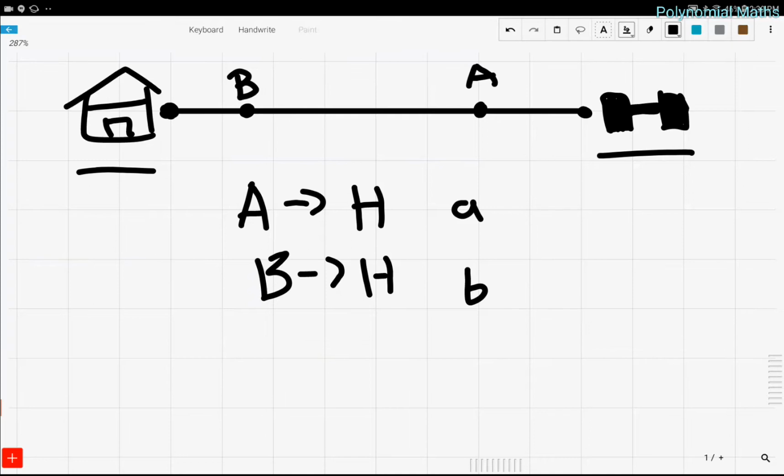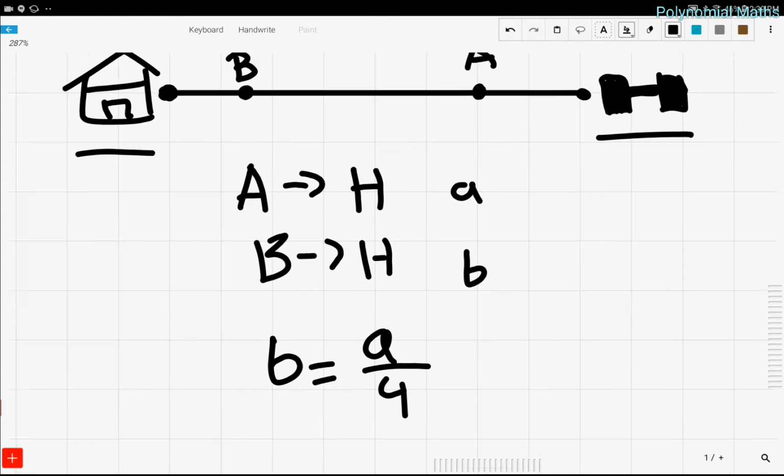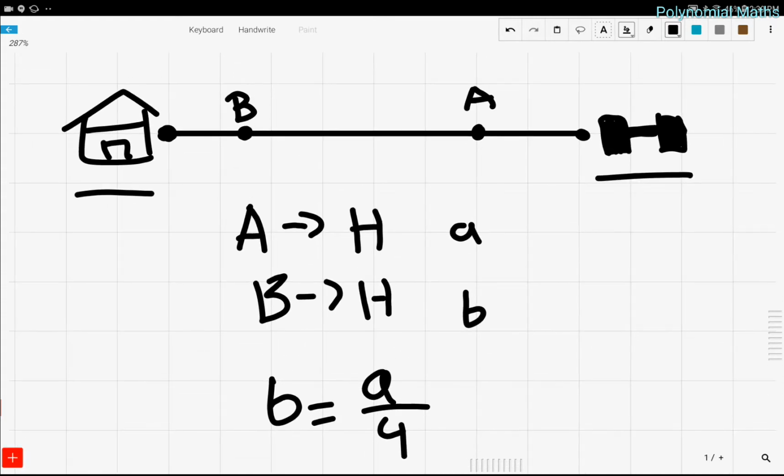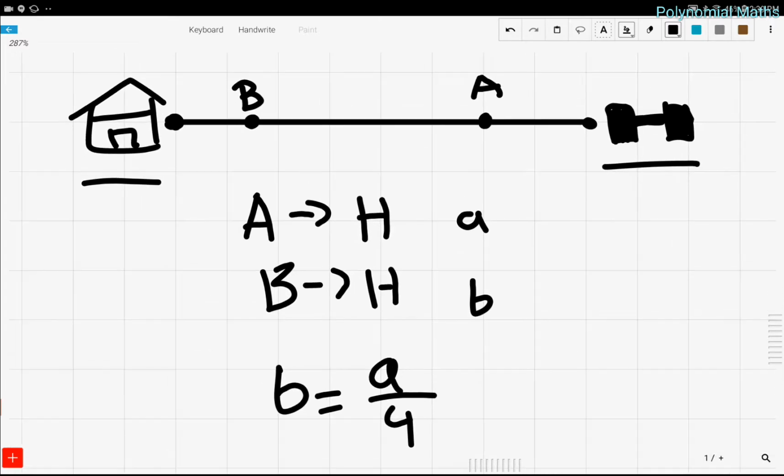Let's say Henry is at point A and he's currently walking towards his house right now. This means that he will stop at point B because we realize that B is A over 4. The distance from point A to the house is 4 times the distance from point B to the house.